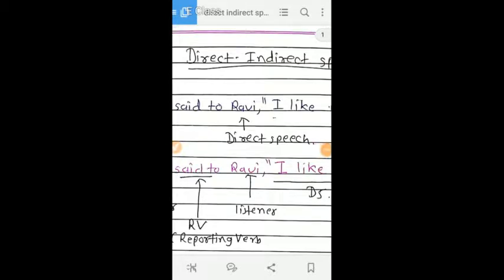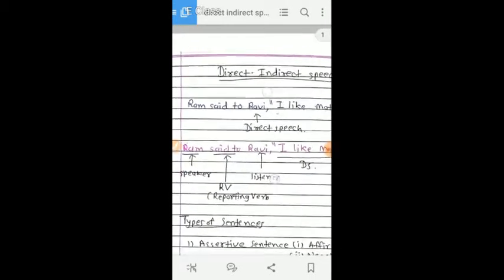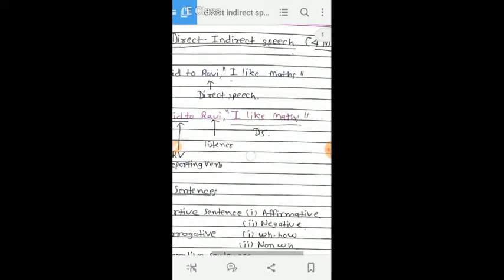Hello friends, today we shall learn all rules about direct and indirect speech. Look at this sentence: Ram said to Ravi, "I like maths."